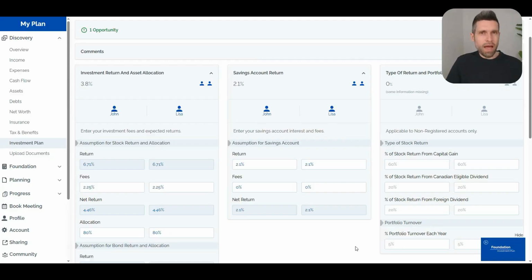For the most part, if you don't have a non-registered account, just leave those all as the defaults. Even if you have a non-registered account and you're not entirely sure, leave the defaults for now. It's a very good assumption to get started with.